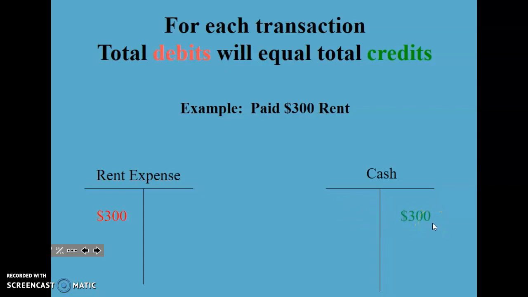Now remember, debit only means the left side of a T account, and credit only means the right side of a T account. It doesn't make a difference if it's an asset, a liability, an equity account, a revenue, or an expense. Debit and credit only mean the position in the T account, what side you're entering it on. Debit is the left, credit is the right, regardless of the type of account it is.